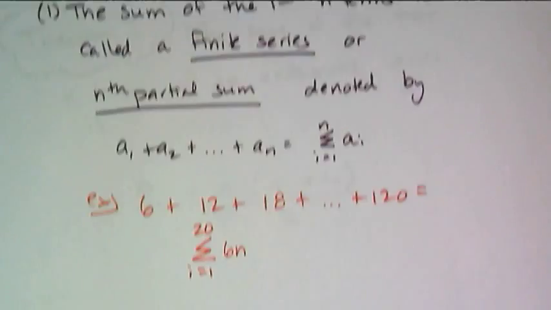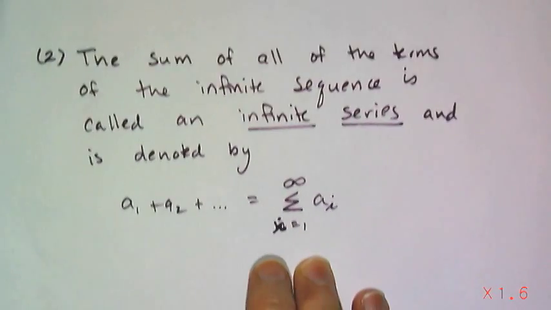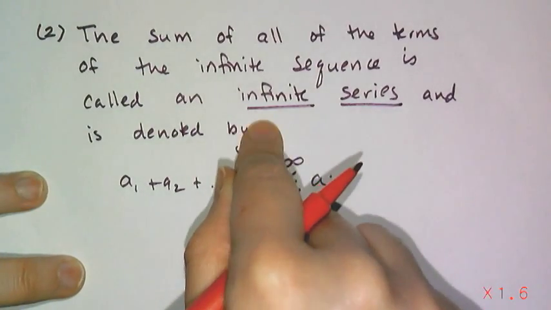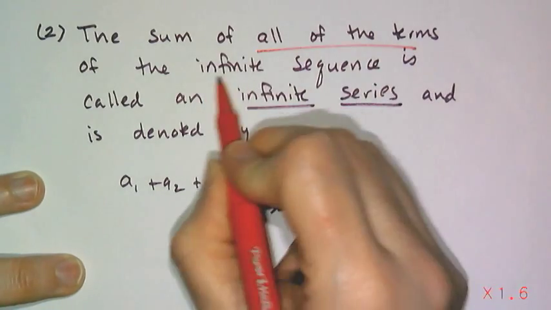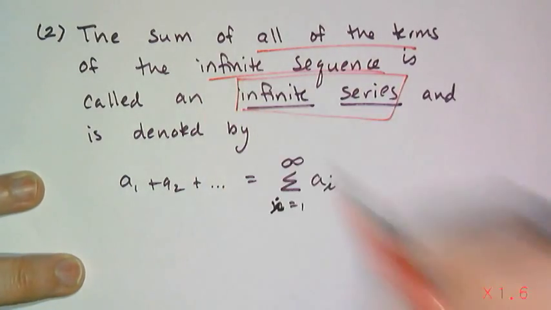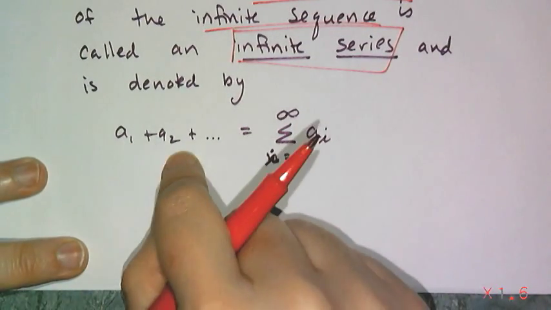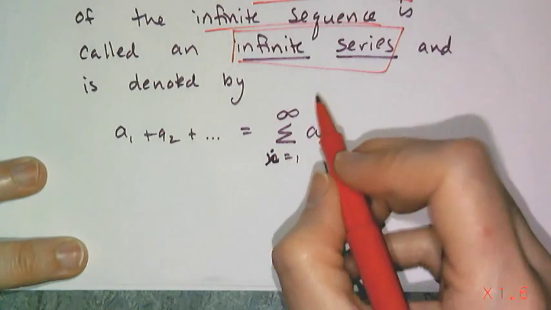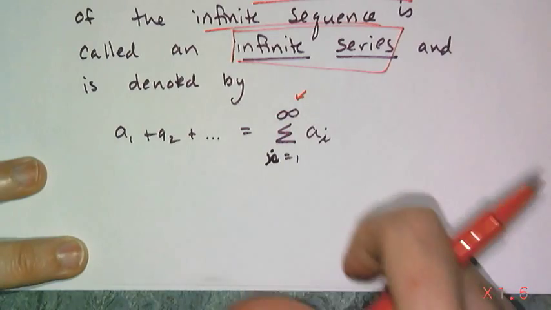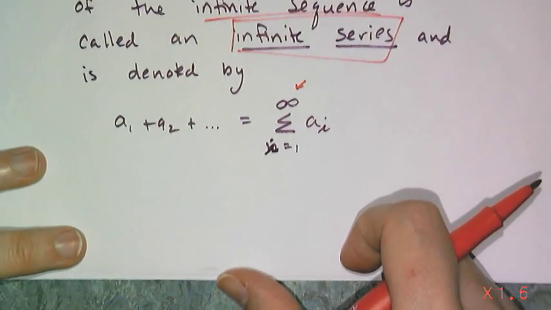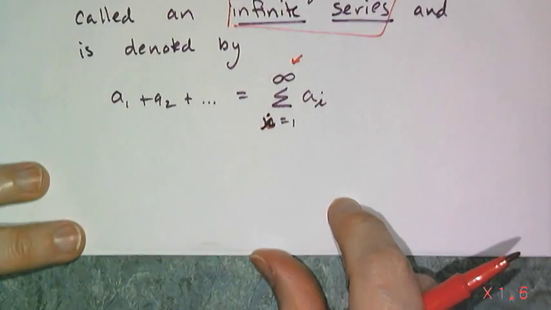Now, the second definition is for the infinite series, which is what you're going to deal with in calculus. The sum of all of the terms, all of them, of an infinite sequence is called an infinite series. And of course, it is denoted the same way, a sub 1 plus a sub 2 plus dot dot dot. But in this case, the upper limit of the sigma notation has an infinity, showing you that the sequence goes on forever. This is supposed to be an infinity. Sorry about the bad writing there.